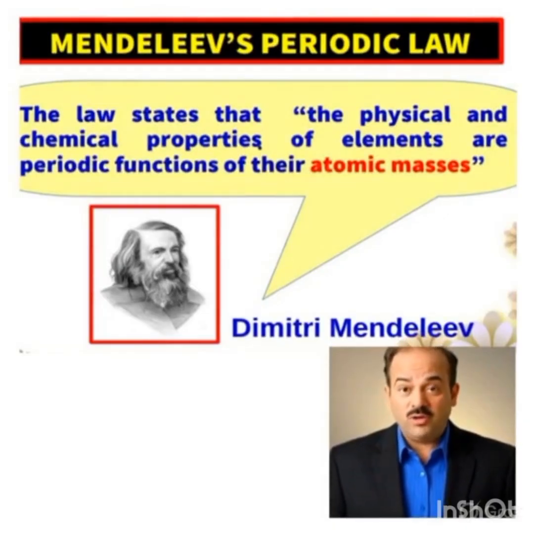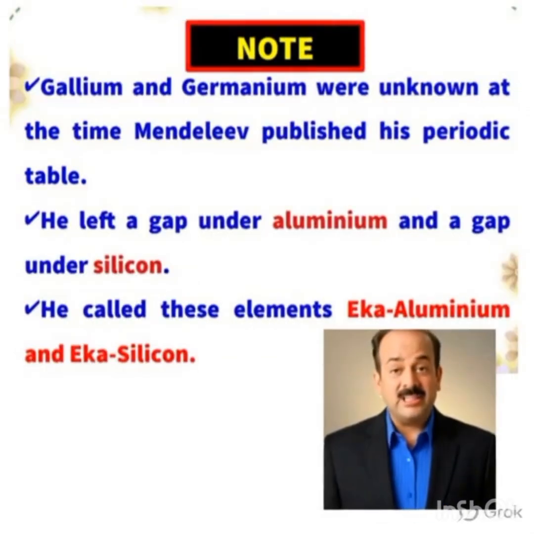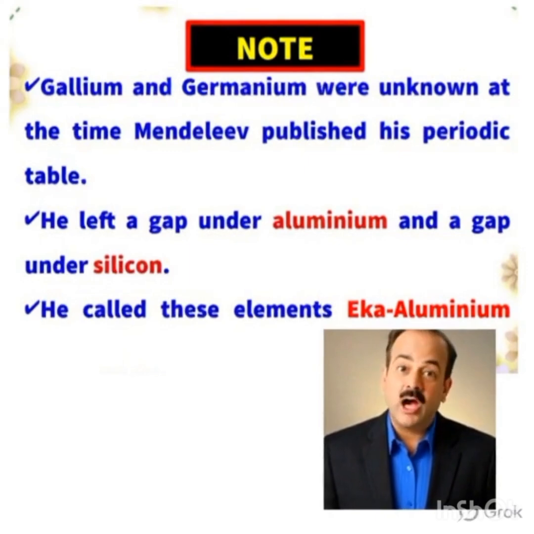Mendeleev's periodic law. The law states that the physical and chemical properties of elements are a periodic function of their atomic masses. Gallium and germanium were unknown at the time Mendeleev published his periodic table. He called these elements Eka aluminum and Eka silicon.